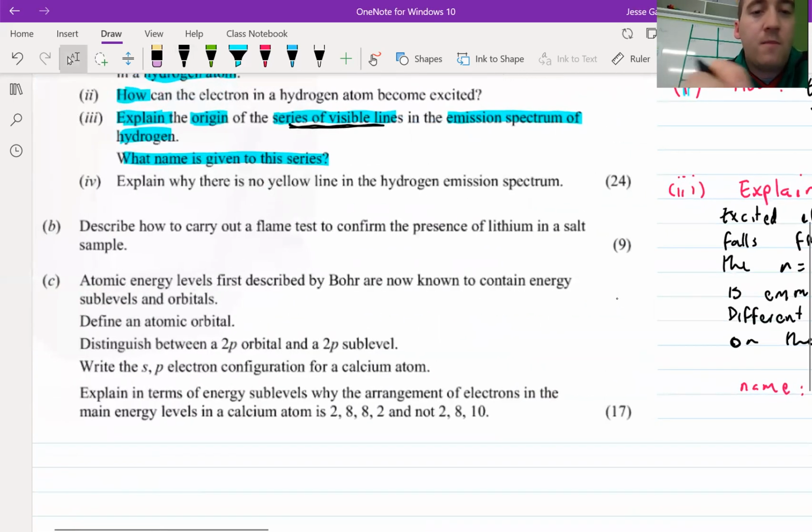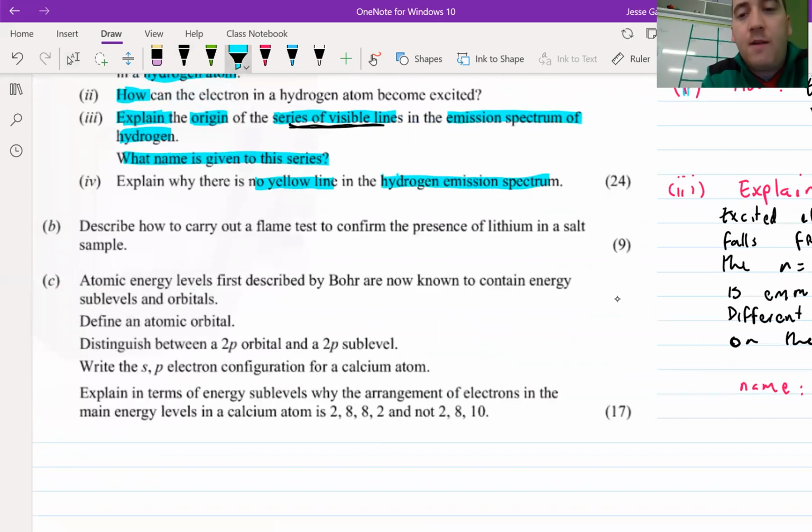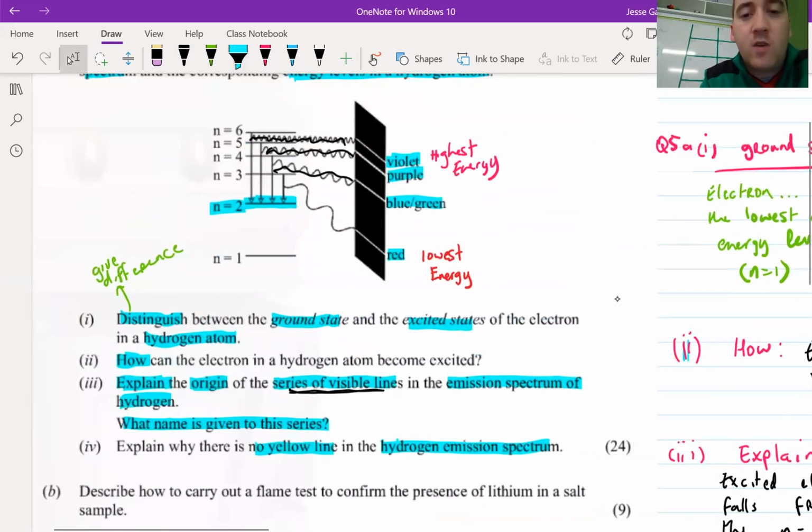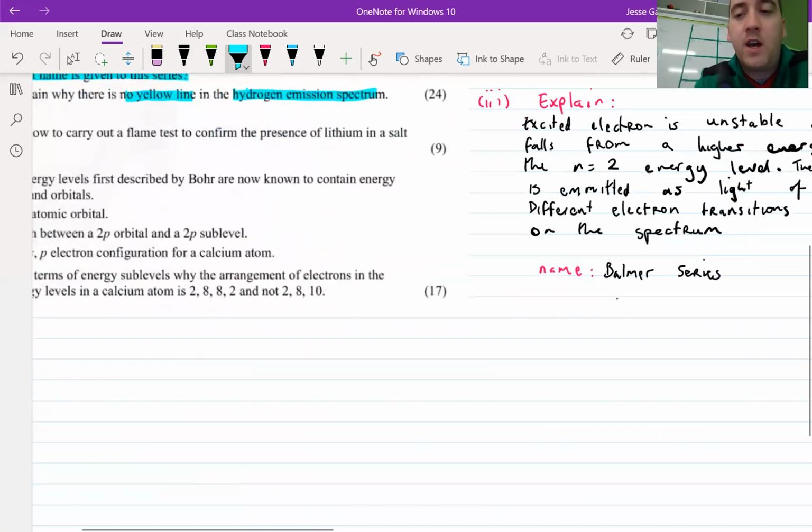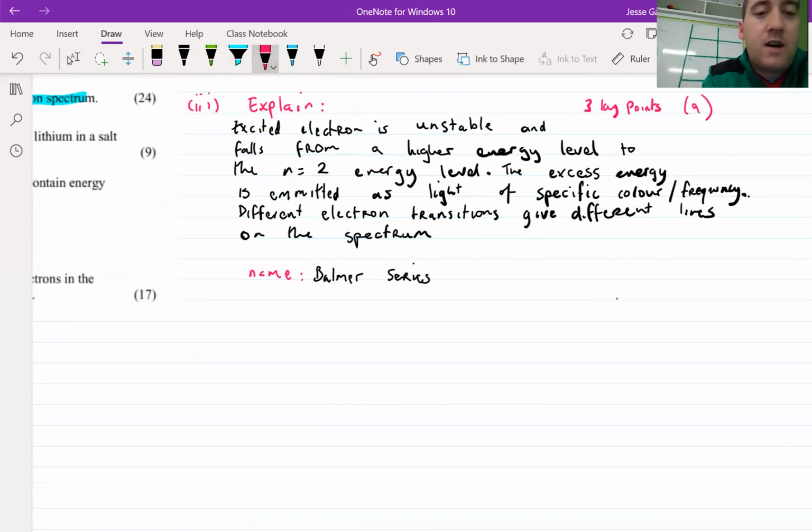Let's look at part 4. Explain why there is no yellow line in the hydrogen emission spectrum. Other elements would have a yellow line, but this one, as you can see there, has no yellow. Why is there no yellow line in the hydrogen emission spectrum? So part 4: why is there no yellow line?